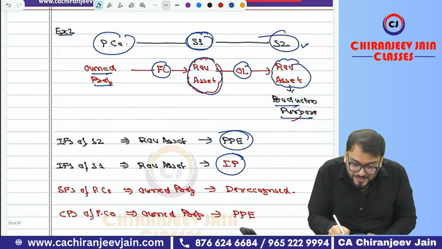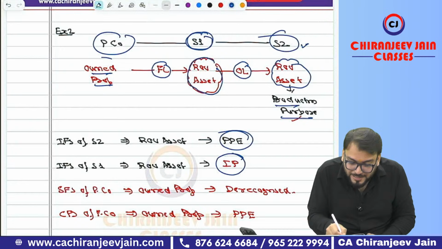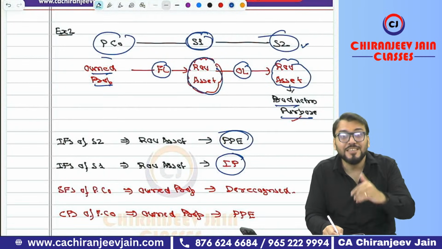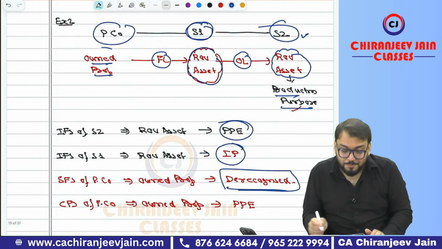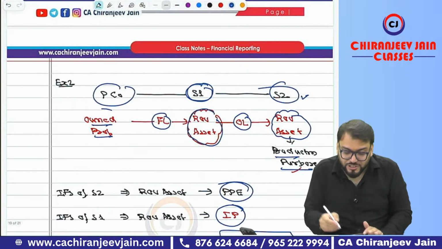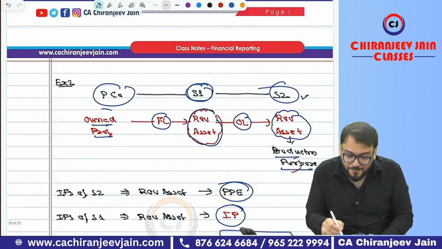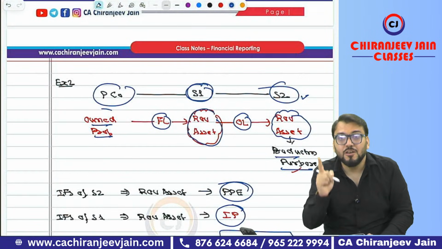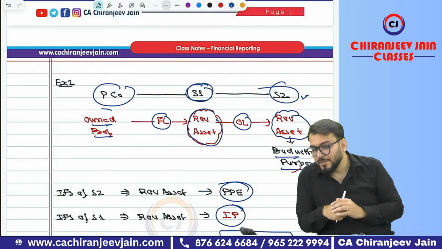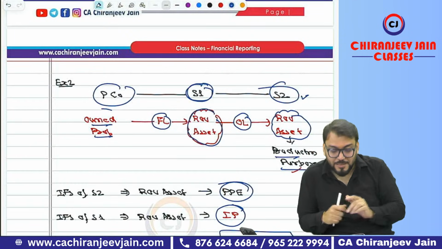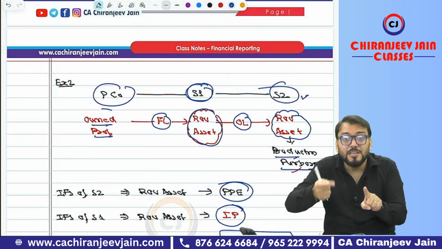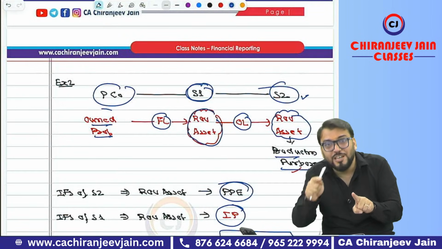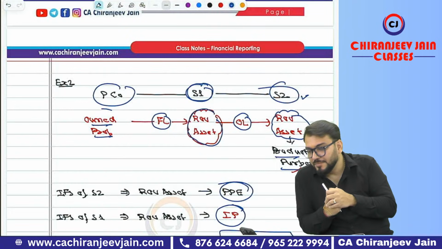In the separate financial statement of parent company, this owned property given on finance lease is de-recognized. Therefore, the question of classification will not arise. But in the consolidated financial statement of parent company, will it come or not? If it will come, is it PP or investment property? Just answer me right now.